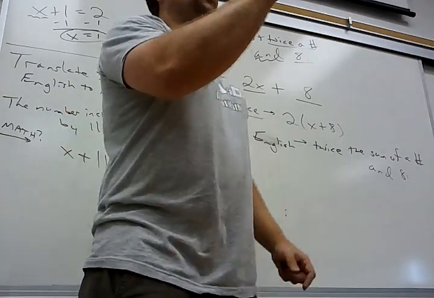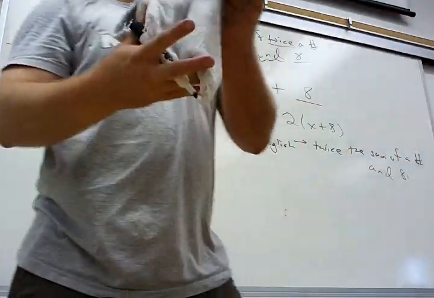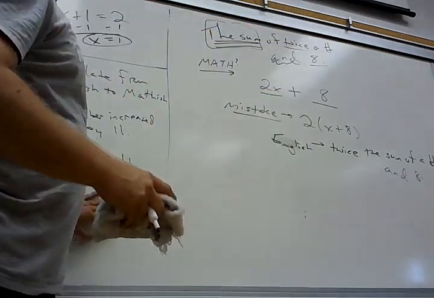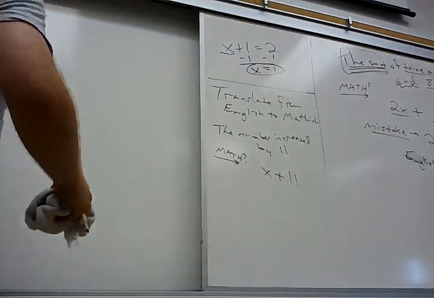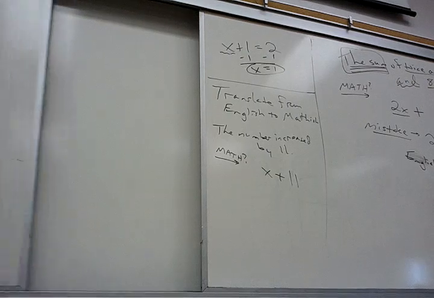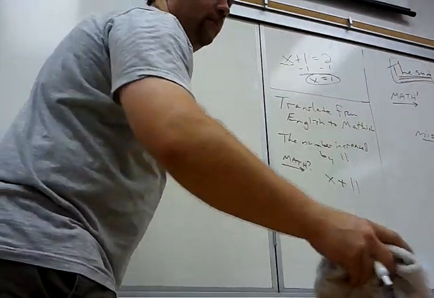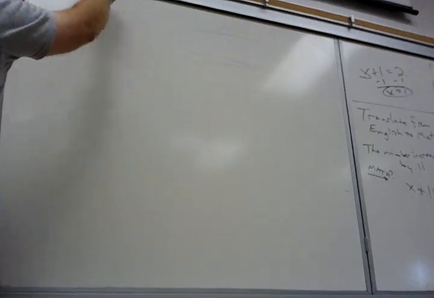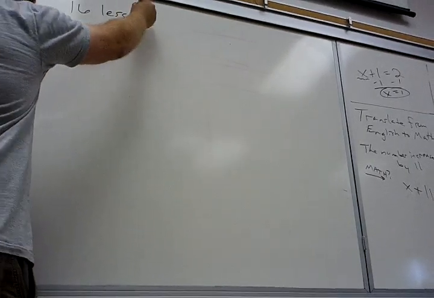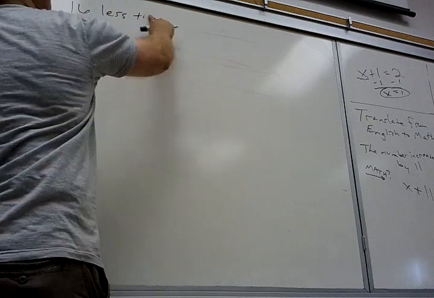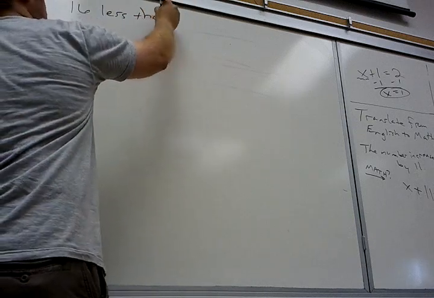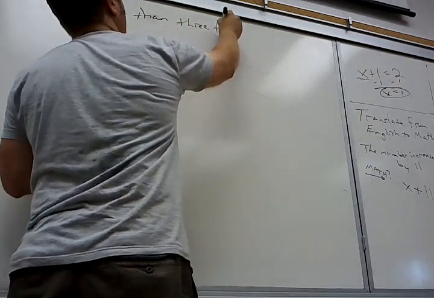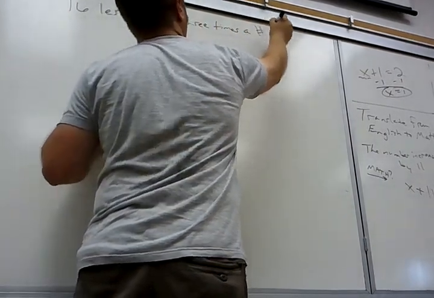Now, one of the most evil words in this kind of problem is less. It's very weird that that would be such an evil word. It is a 4-letter word, so it's got the possibility. So if I said 16 less than, let's not be too evil, 16 less than 3 times a number.